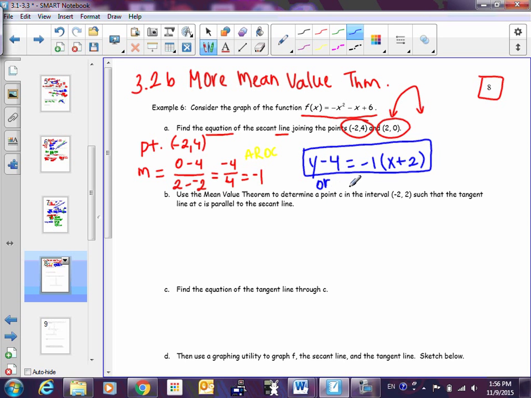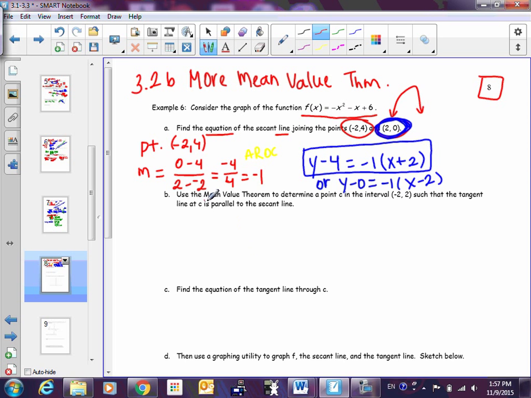There is an alternative version of this answer. First of all, we could definitely simplify if we wanted to. We don't need to. But what if I had chosen, that's not really good English, what if I chose 2, 0? Then my answer would be y minus 0 equals -1, x minus 2. Okay, so you could choose either point. And if we simplified both of these, they would actually look identical.